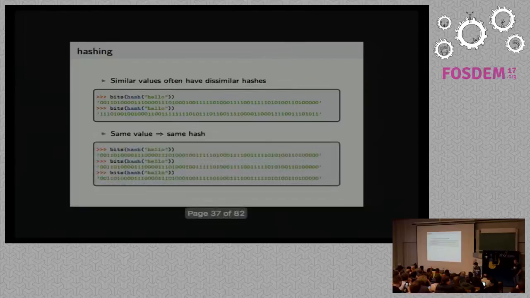And one thing you must have is that hashing the same value again and again should give you the same hash. Hash functions have to be deterministic. So if you hash hello once, twice, 1,000 times, it should always give you the same number.